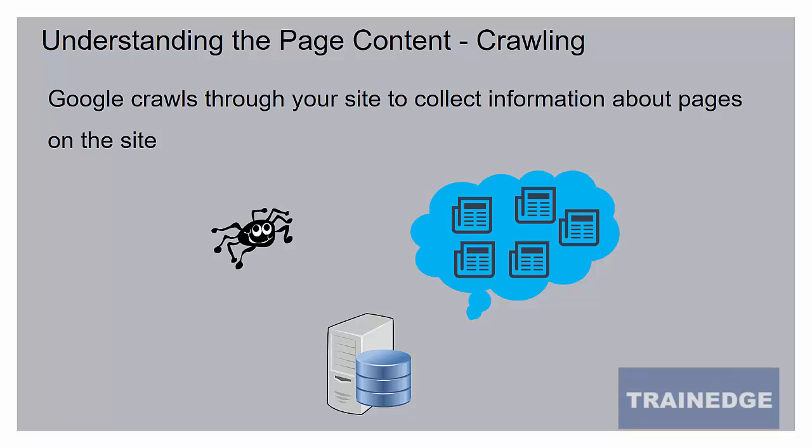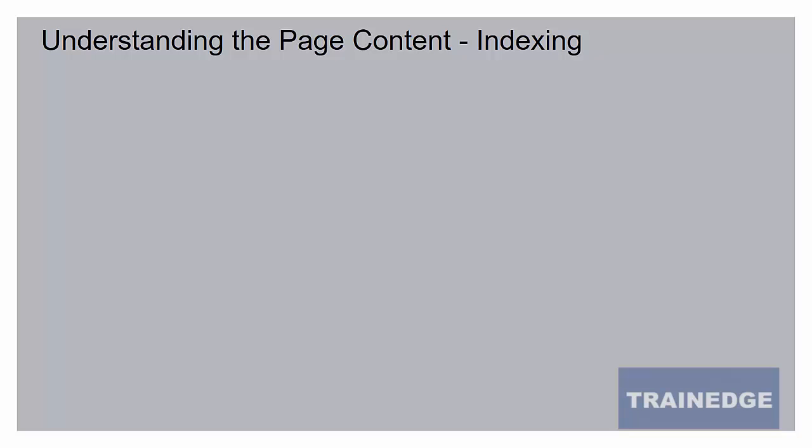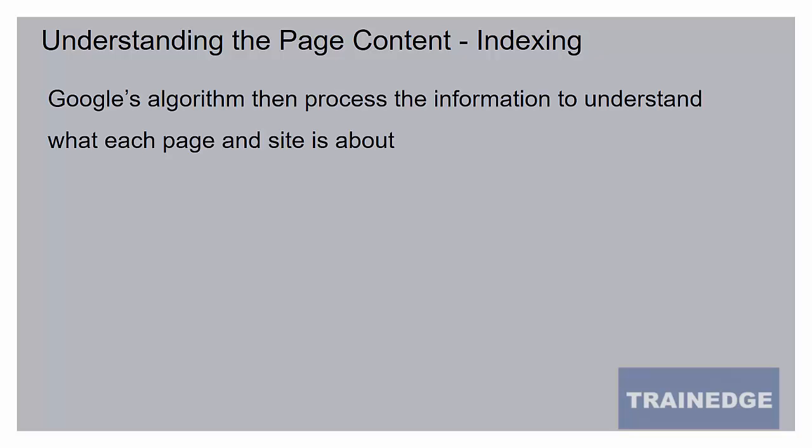So if Google discovers a link, it will follow the link and come to your page, and if that page is not already indexed, it will index or crawl that page. The information collected by search bots is dumped in Google's database, and then Google's algorithm processes that information about the content on your page to understand what the page is about.